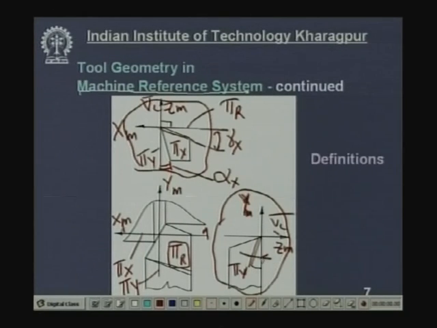So, this angle is the rake angle gamma, but measured in which plane? The transverse plane, so gamma y. This is the clearance angle alpha. In which plane has it been drawn? Pi y. So, this is alpha y. This is called back rake and back clearance.